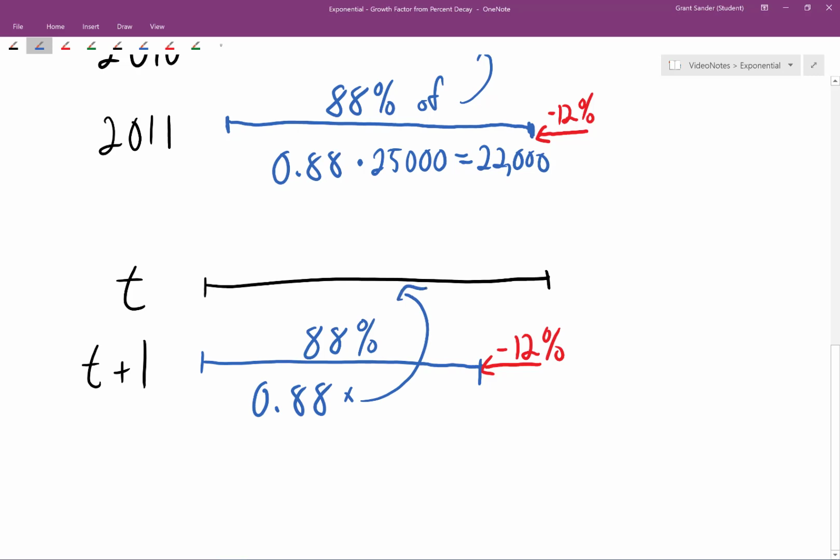And therefore, we can actually say that anytime 1 year passes, the value of the car becomes 0.88 times as large. And therefore, we have a 1 year growth factor of 0.88. That is, this 0.88 represents our 1 year growth factor.